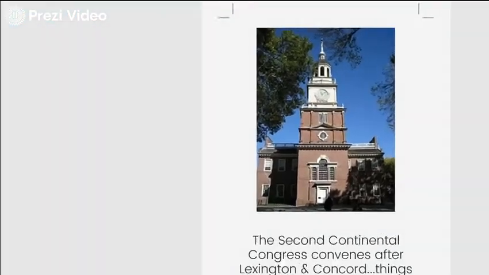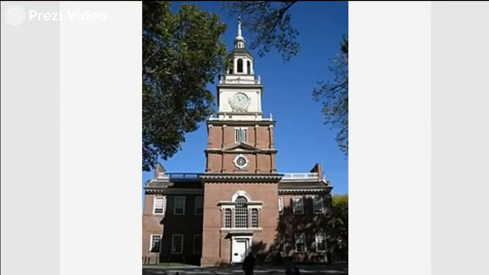So what we're going to see is that in the Second Continental Congress, this is taking place in the aftermath of Lexington and Concord. Things have definitely changed. Here we see a picture. This is Independence Hall in Pennsylvania. And so this is where they are going to meet. Every state, or I should say every colony at that point, is going to send delegates because everybody recognizes the importance of this. The British are going to have a response to Lexington and Concord. They're going to have a response to having their soldiers attacked and killed.